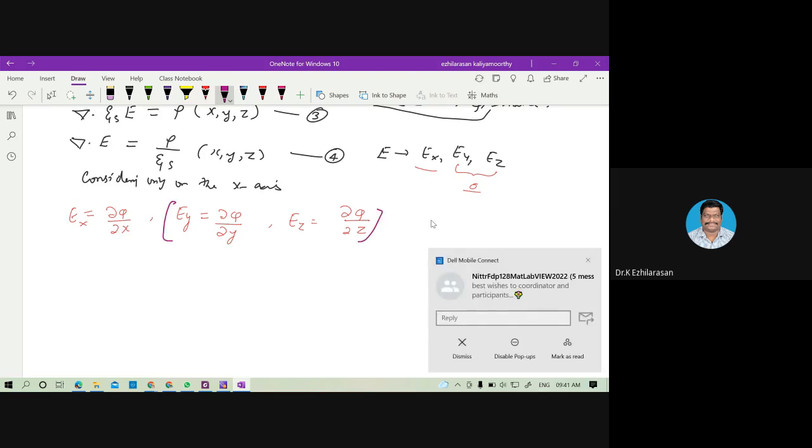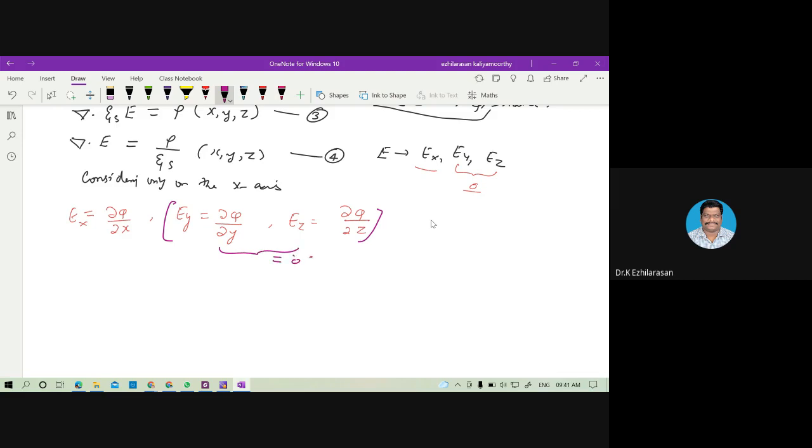These two will become 0. Now let us note that, keeping that in mind, because both are 0, the expression above will become rho of x, y, z, which will become rho of x actually.